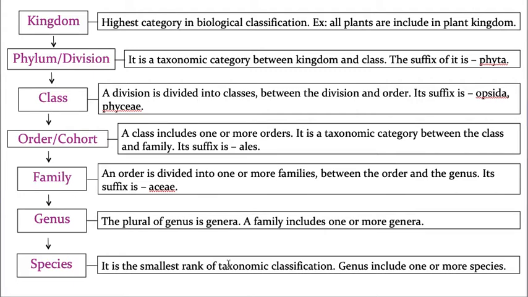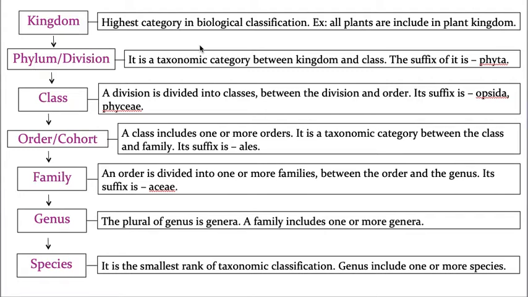So in the taxonomic hierarchy, kingdom is the uppermost, highest taxonomic category, whereas species is the lowermost or smallest taxonomic category. Now kingdom is the highest taxonomic category and it is the topmost, that means all the plants on this planet, every plant, come under the plant kingdom. Like that, all the animals come under the animal kingdom. That means these are the topmost. Kingdom is the uppermost level. And after kingdom, what is the next taxonomic category? Phylum or a division.